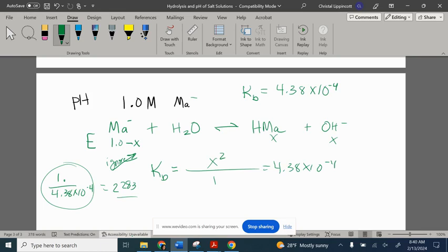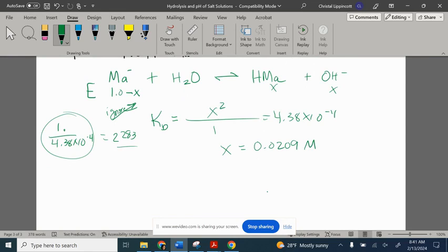And that is going to give us then X is going to equal 0.0209 molar what? Do I have an H plus anywhere up here? OH minus, yes. So that is my OH molarity. They wanted a pH. So I can take the negative log of this value, and negative log of OH gives me POH. Then if I take 14 minus the POH, I have the pH, which you should end up with 12.32.